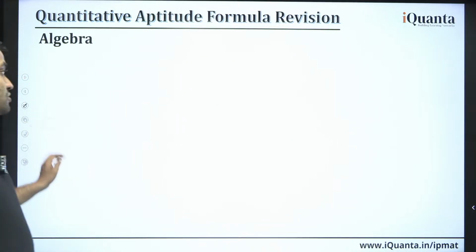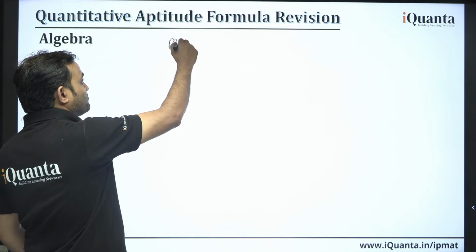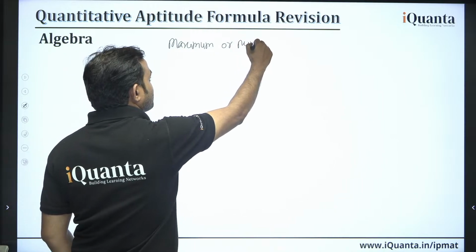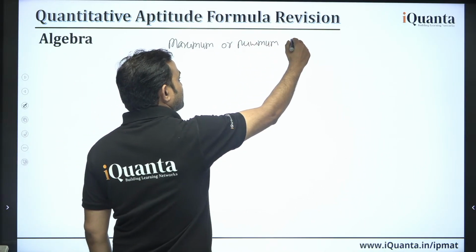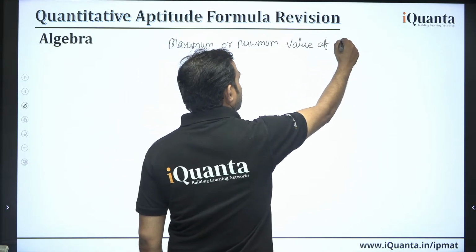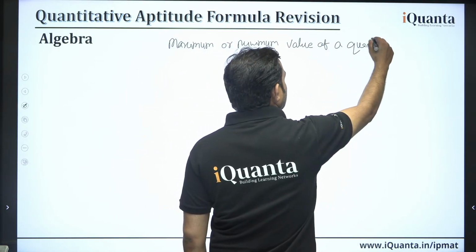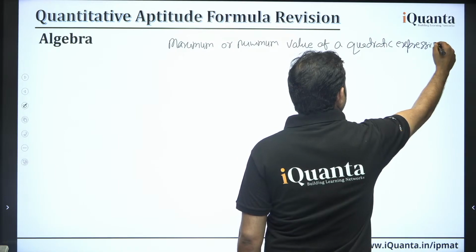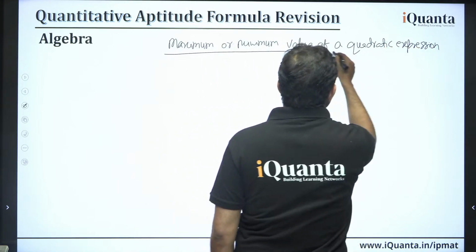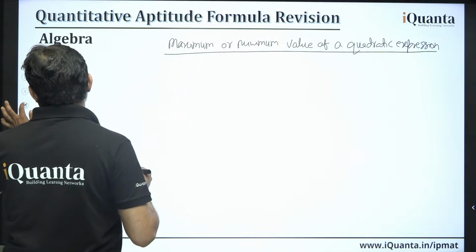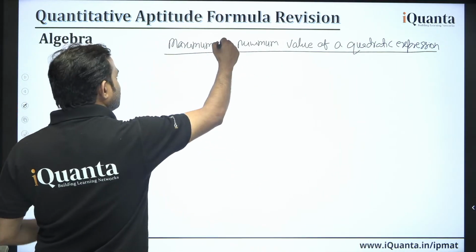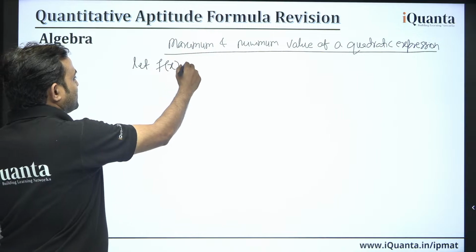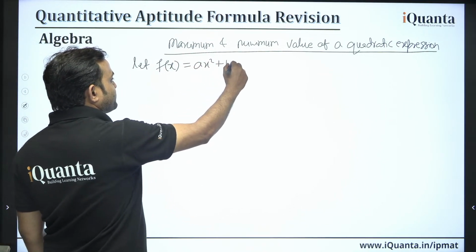Now if we talk about the maximum or minimum value of a quadratic expression, how do we find it? Okay, instead of maximum or minimum you can say maximum and minimum कह लो, है ना. So let f(x) is equal to ax square plus bx plus c.